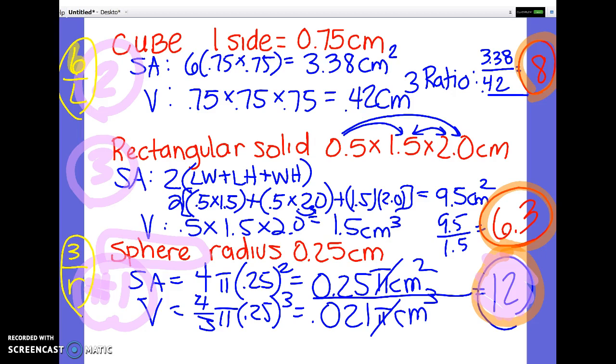Something's wrong. So for the cube, it's 6 over the length of one side. And for the sphere, it's 3 over the radius. And there is no shortcut for the rectangular one. That would get you the ratio straight away. So if all you had to do was compare ratios and you weren't actually asked to calculate the surface area and the volume, you could technically get away with doing that. This one is always 3 over the radius, and this is always 6 over the length of the side. It's just combining the two formulas.